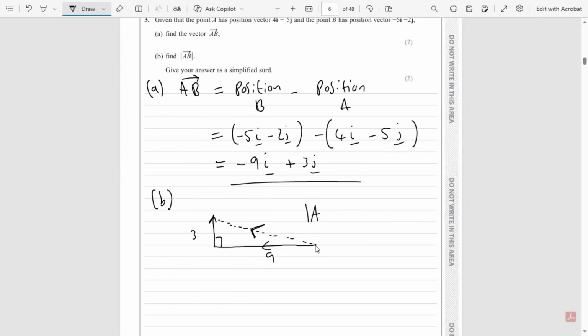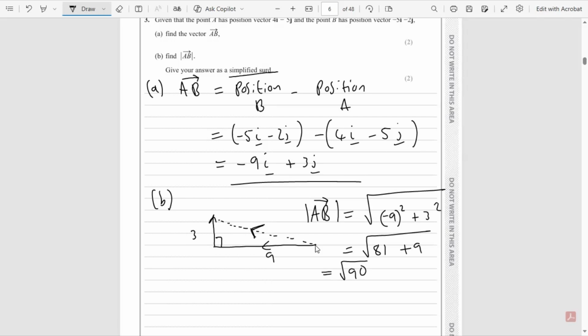So the magnitude of A to B is going to equal the square root of 9 squared, or minus 9 all squared if you like, plus 3 squared. And this is going to leave us with the square root of 81 plus 9. So this is root 90. And the question does say, give your answer as a simplified surd. So we're just going to have to simplify the surd here.